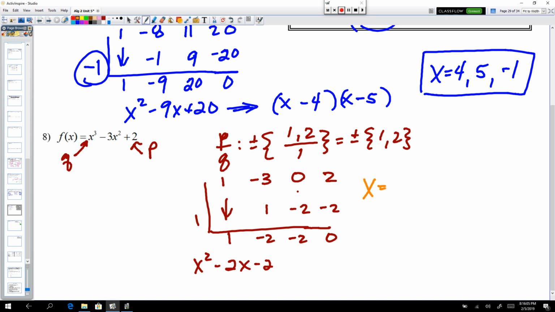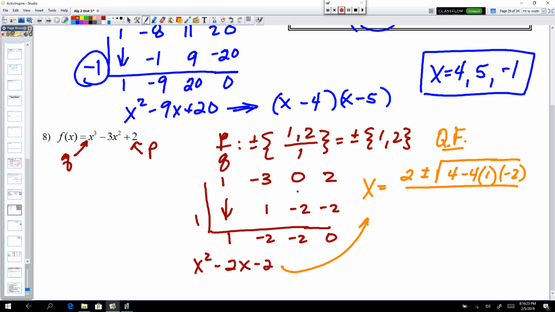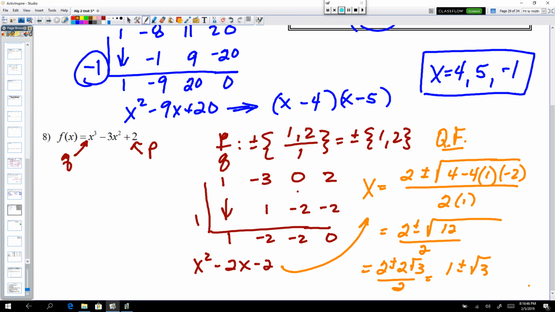I'm going to fill those numbers in, so this is going to go to quad formula, and I'm going to enter -2 for b, plus and minus the square root of -2 squared minus 4 times a times c over 2a. That's 2 plus and minus the square root of 12 over 2. And this will simplify down to 2 plus and minus 2 square root of 3 over 2. And even further, this will simplify to 1 plus and minus the square root of 3.